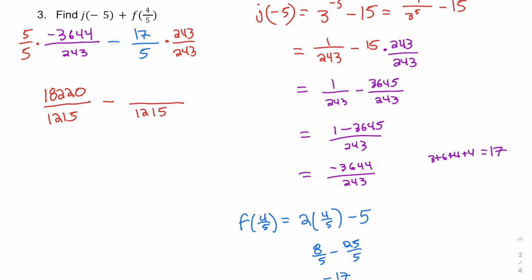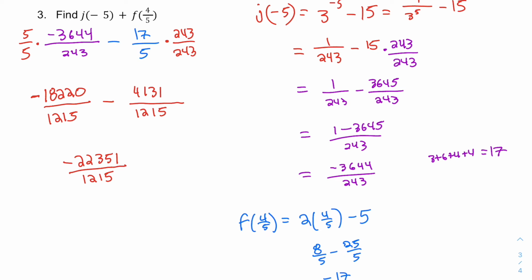And 17 times 243 gives me 4,131. So if I take 18,220, which I need to make sure is negative, so negative 18,220, subtract 4,131, I get negative 22,351, all over 1,215. And so I want to know if these can reduce.